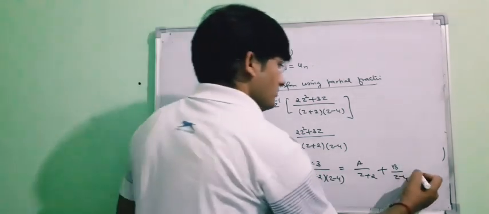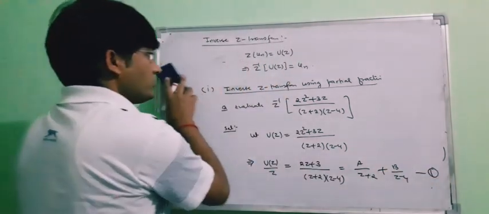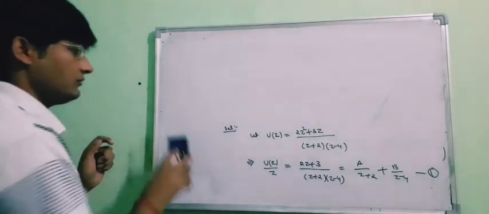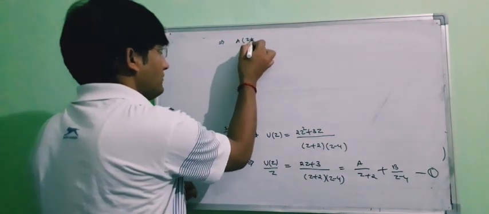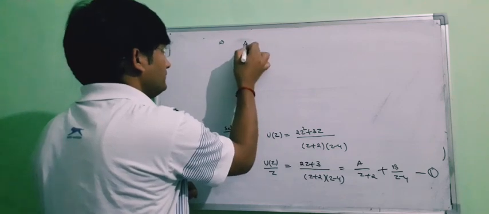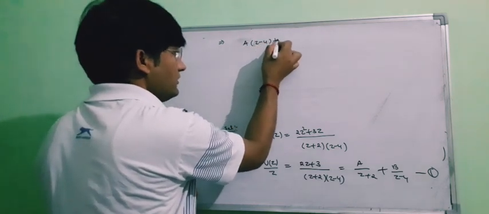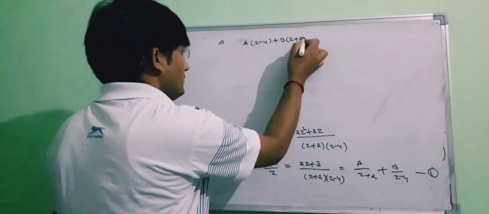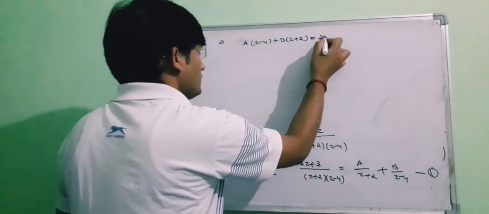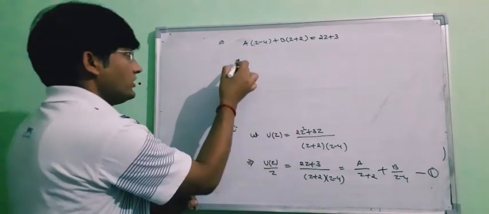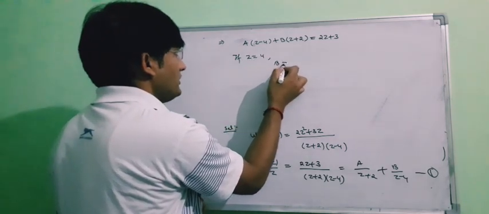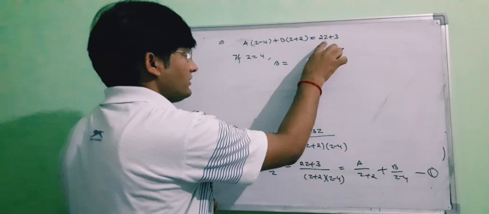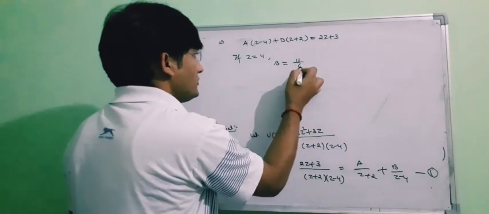So this is equation number 1. So from here we have A into z minus 4 plus B into z plus 2 equal to 2z plus 3. So if z equals 4, then B equals 11 upon 6.